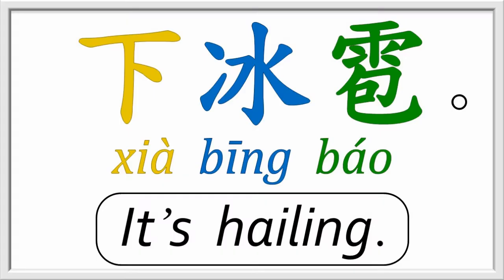To say it's hailing is the same as with the other weather terms we just learned. Xià bīng báo. Remember to add bīng to clarify the meaning of báo, which otherwise might confuse a listener, since Chinese has so many homonyms. The sixth character of today's lesson is the pictogram for lightning and electricity.